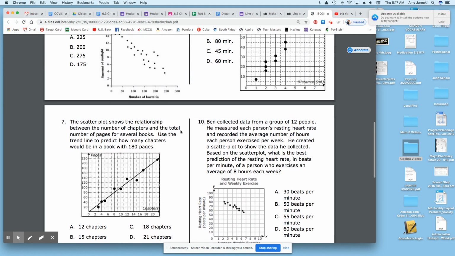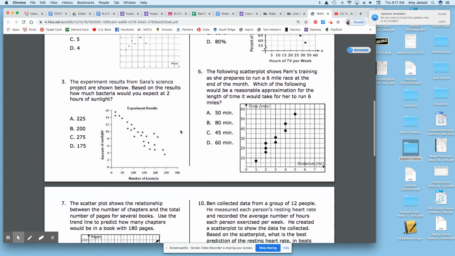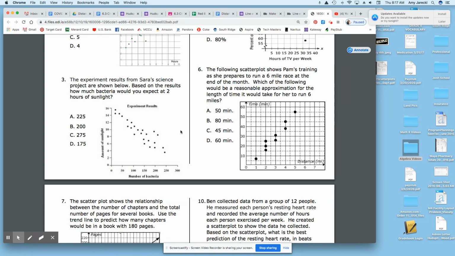Number 6. Now the next two we're going to look at actually don't have the line of best fit. So we're going to have to imagine what that line of best fit looks like. The scatter plot shows Pam's training as she runs a 6-mile race at the end of each month. Which of the following would be a reasonable approximation of how long it's going to take for her to run 6 miles? So this is our distance, 6 miles. This is outside the data, so this is the extrapolation.